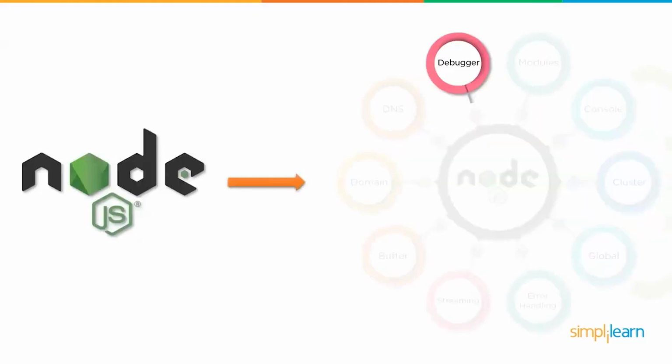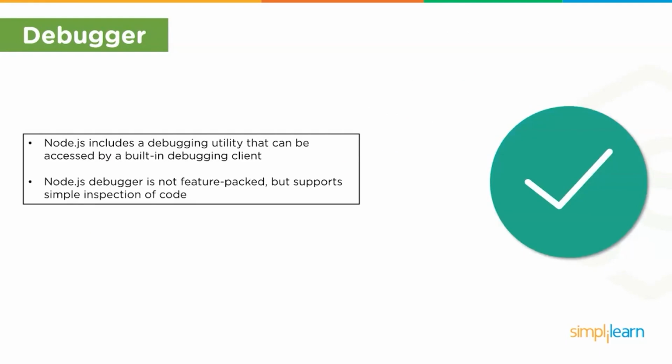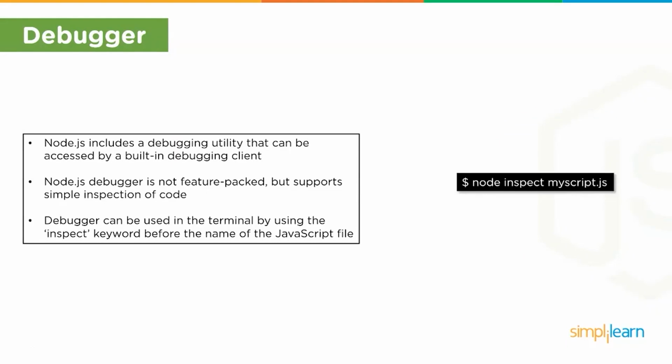The next component is the debugger. Node.js includes an out-of-process debugging utility accessible via a V8 inspector and built-in debugging client. This Node.js debugger is not feature-packed but supports simple inspection of code. It can be used in the terminal by using the inspect keyword before the name of the JavaScript file. In order to inspect a file, say MySQL.js, you can use the following method.